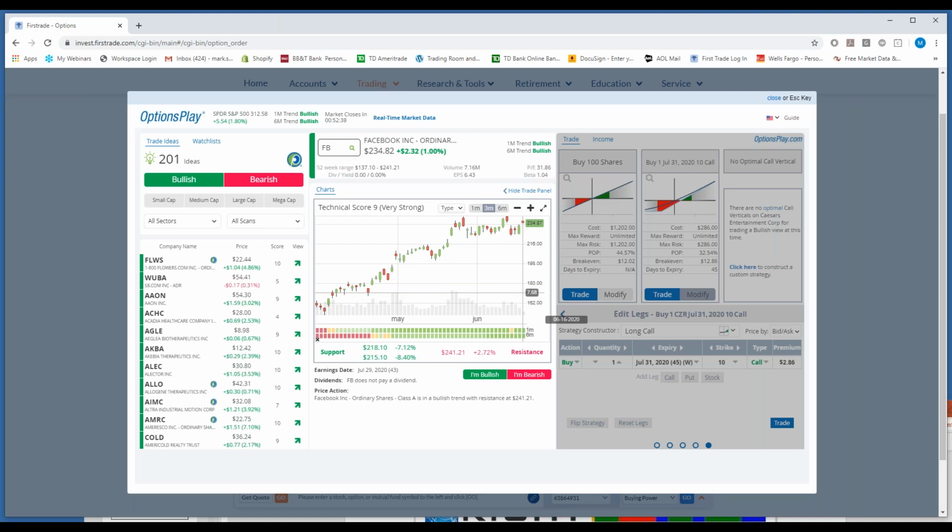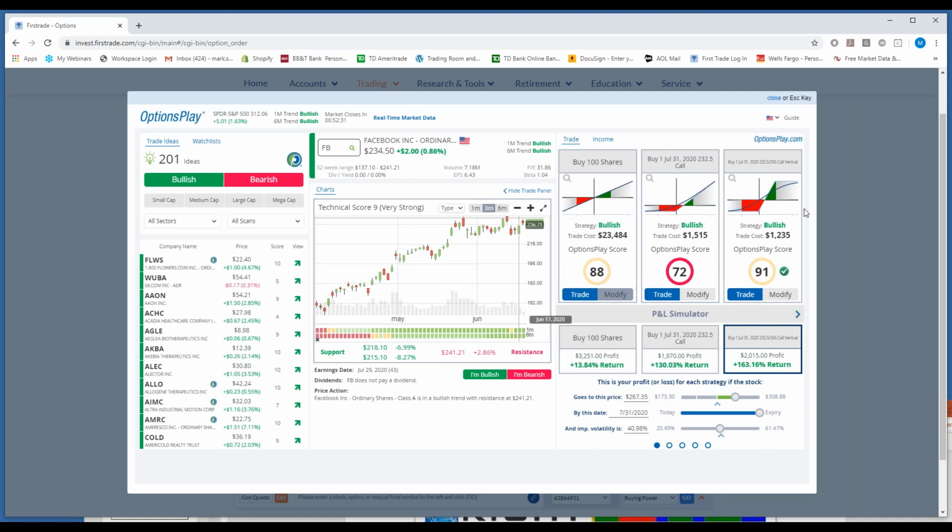Because we need both. We need a great entry, but we need the best way to create that nice hockey stick. So there it goes. It just clicked in. And look at that great trade. So we got an entry right now on Facebook. We've got a terrific entry right here.